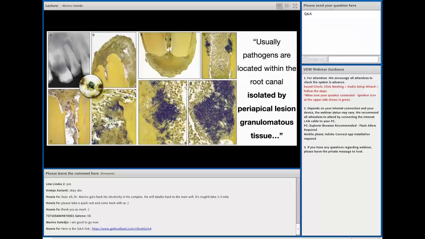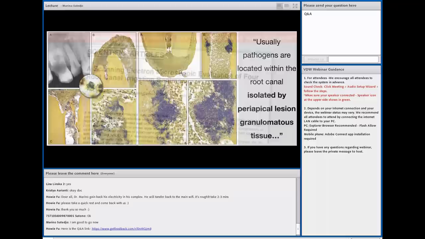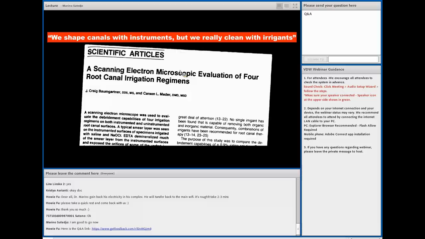As you can see here, usually the bacteria are still there, isolated by the periapical lesions or the granulation tissue, which is more difficult for us to clean. So if we are talking about preparation, I'm not going to be bored of saying this, but what we can do with our instrument is only shape the canals. We do not clean the canals with our instrument. If we want to do some cleaning, we definitely need our irrigation to work to clean the whole system. That's why files do not clean the canals.